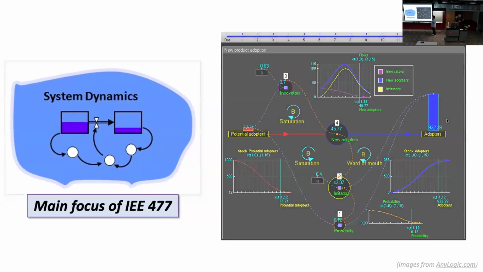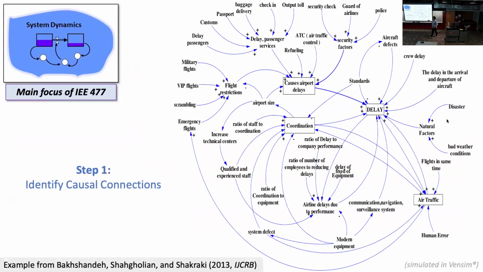If I wanted to see more of what one of these would look like, here's an example that I just borrowed. This is an airport example. So this is an operations research example. So this is the case where system dynamics modeling is used in operations research.